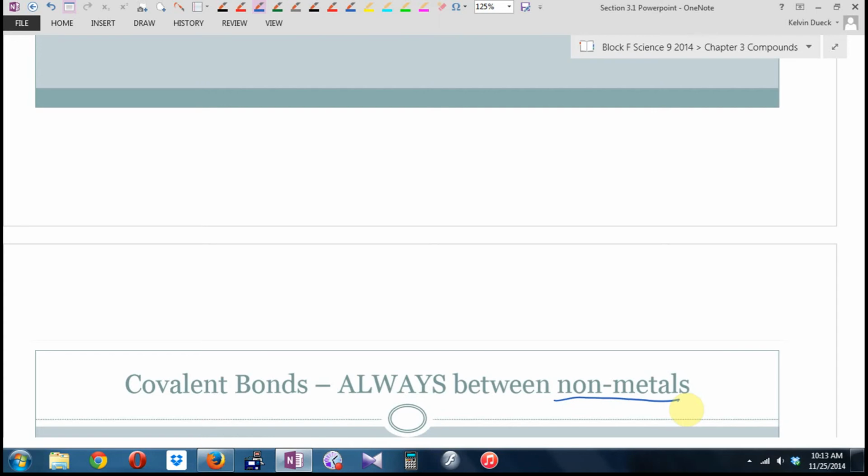So, covalent bonds. Could you form a covalent bond with magnesium? Why not? It's a metal. It will never form a covalent bond. It will never share electrons. Could you form a covalent bond between oxygen and fluorine? Yes. Could you form a covalent bond between oxygen and gold? Nope. In fact, our rule is going to be this. If you see a chemical formula and it has a metal, it's not covalent. It's ionic.